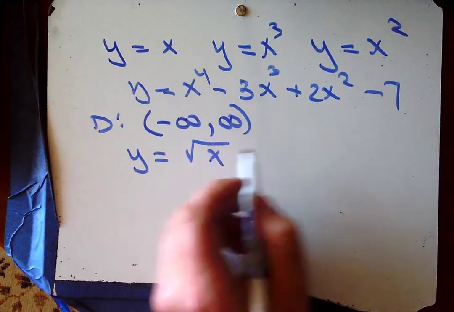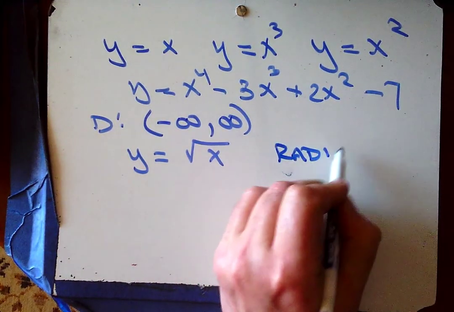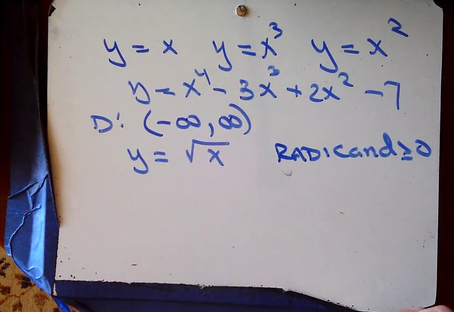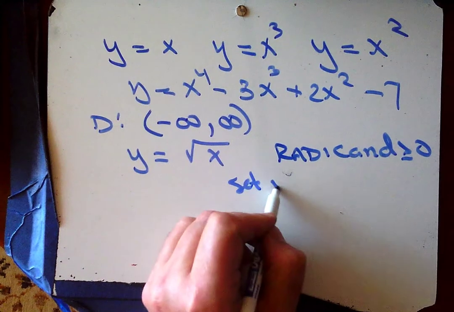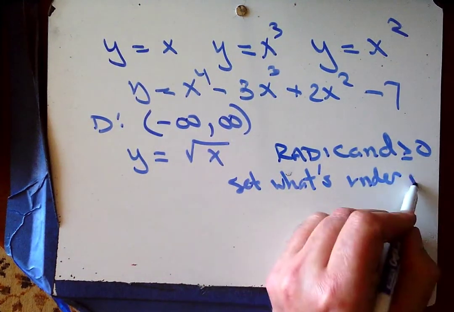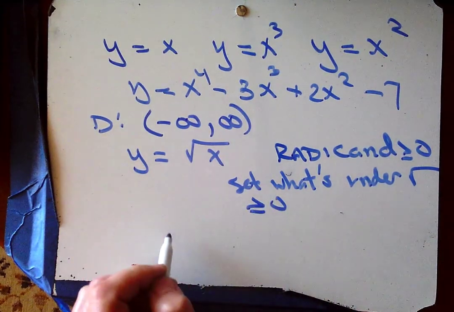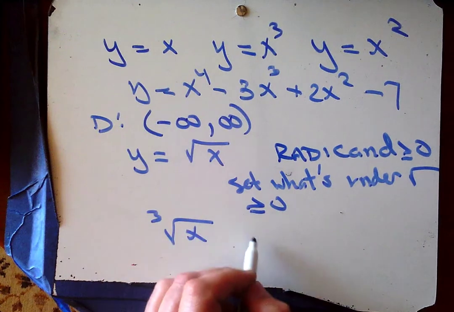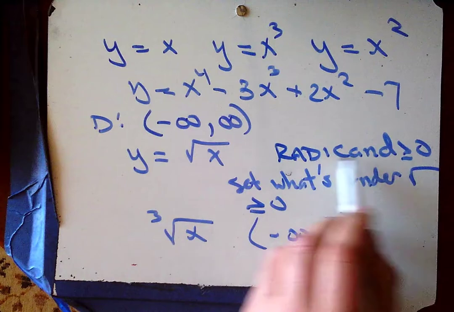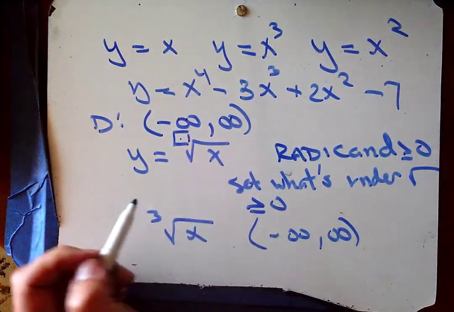And we know the restriction on this is the radicand has to be greater than or equal to 0. Okay, so we set what's under the radical greater than or equal to 0. Hey, remember, cube root, that's -infinity to infinity. This idea of setting the radicand greater than or equal to 0 depends on the index.